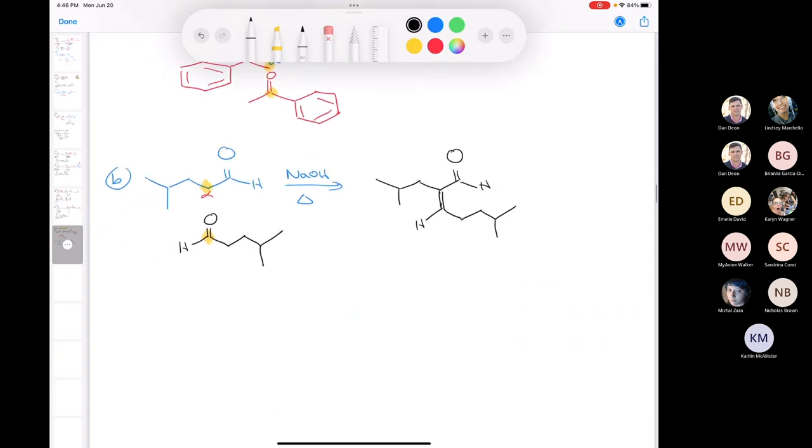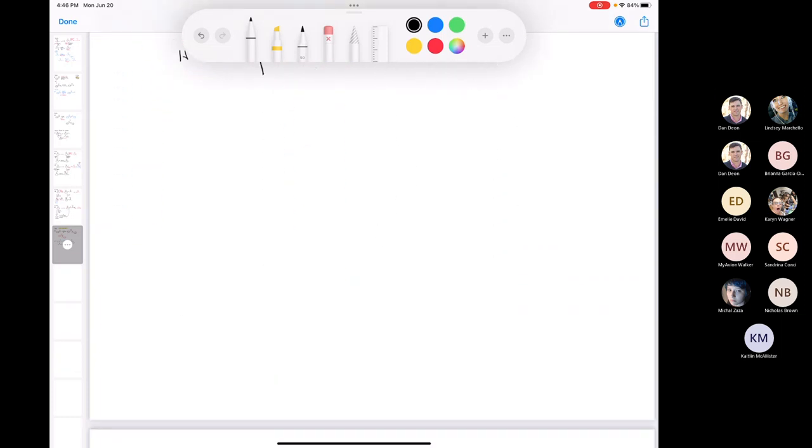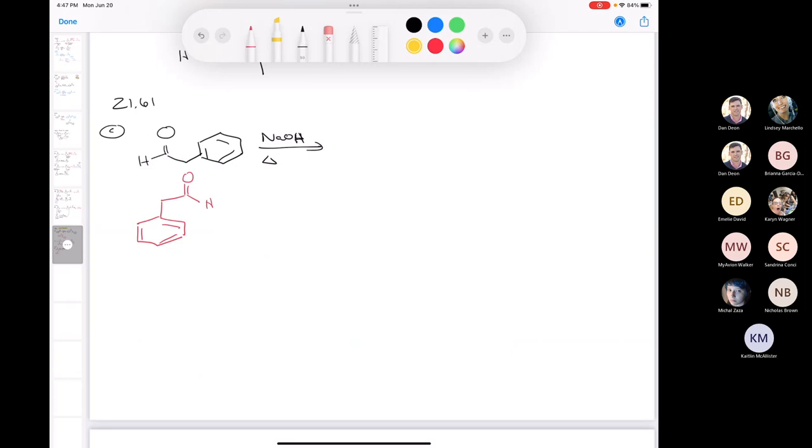We'll try 21.61C. So let me just scroll down here. So this is 21.61C. Same old thing. Now we're going to take this compound, like this, and same thing, we're going to treat it with sodium hydroxide. We're going to heat it. Know that it's an aldol condensation, and you could practice by drawing a second molecule of this aldehyde like this. I'm just drawing it in a little bit different orientation so that it's easier to draw. And the double bond is going to be between the alpha carbon and the carbonyl carbon.